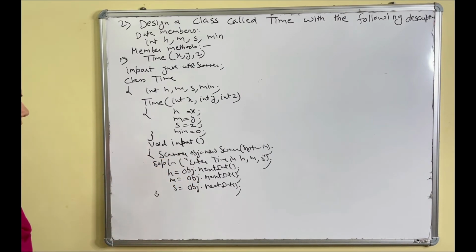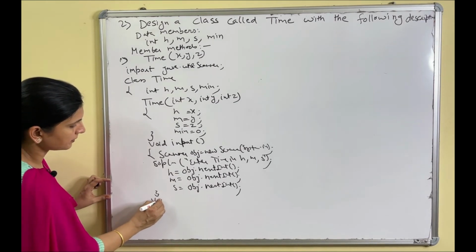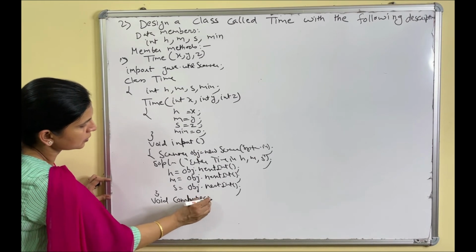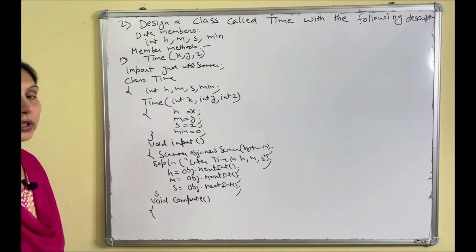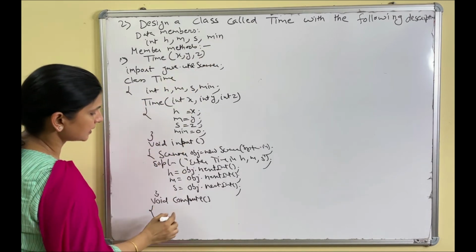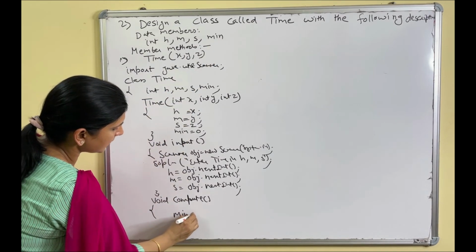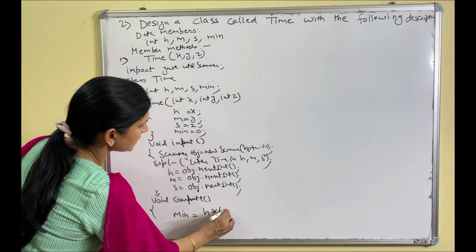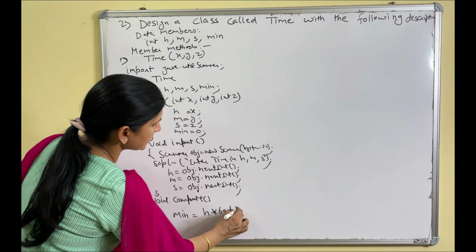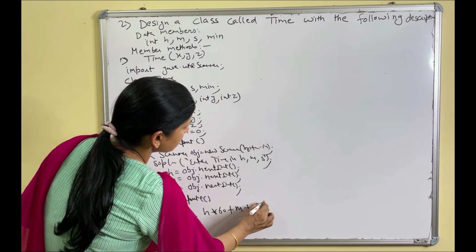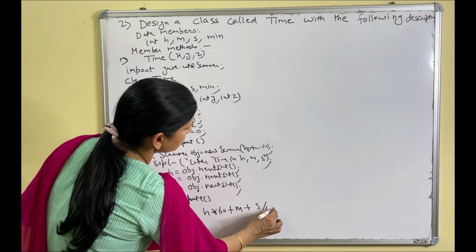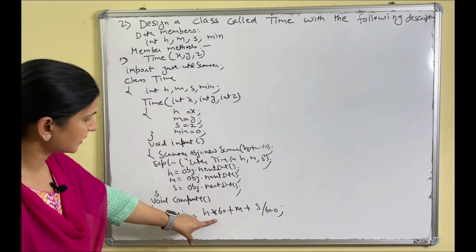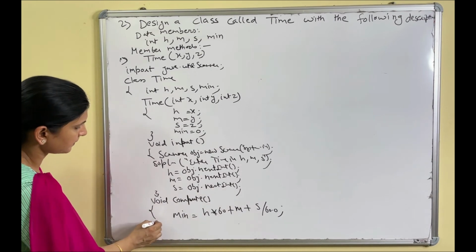Simple. Then we will write the compute method. Void compute. Compute was already given, so same method name we will take. So how will you compute that? As we have to assign equivalent minutes, MIN equals h into 60 plus minute plus second divided by 60.0. So this will be equivalent minutes and will be assigned into MIN, right?